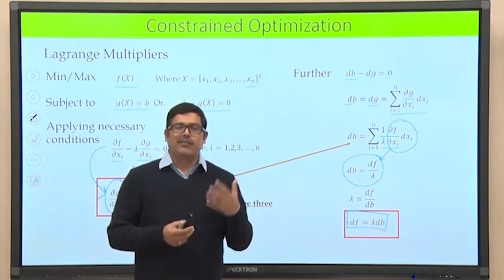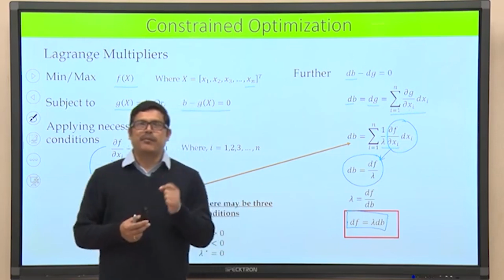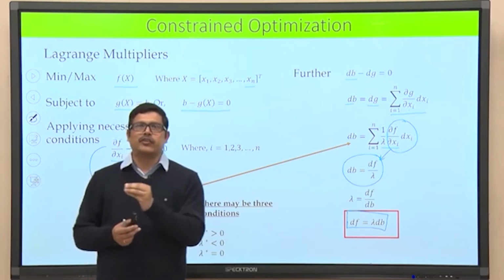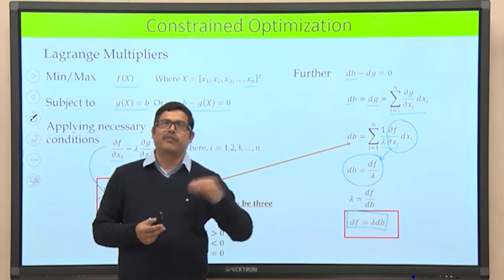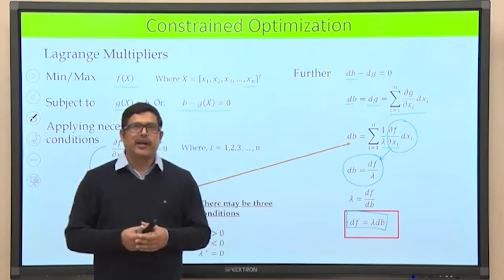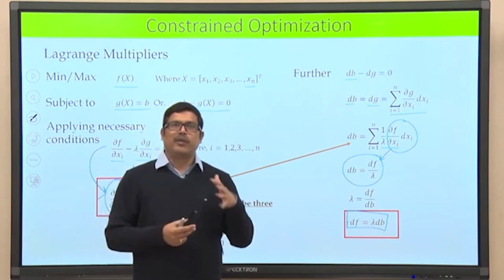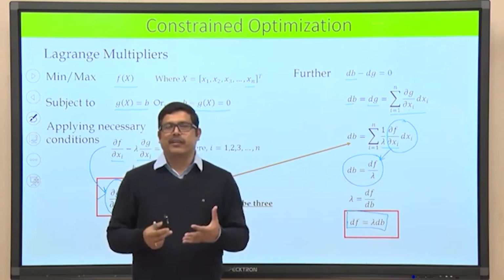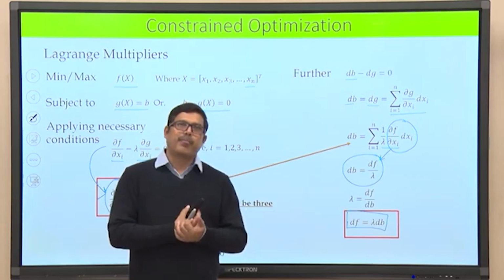Therefore, if lambda is very large, you have to be very careful in implementing the solution, because if there is a small change in the constraint, there may be a very large change in the objective function value. But if lambda value is 0 or very small, that means the constraint is not that significant, so it will not have much influence on the objective function value.